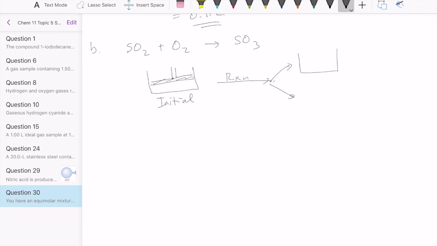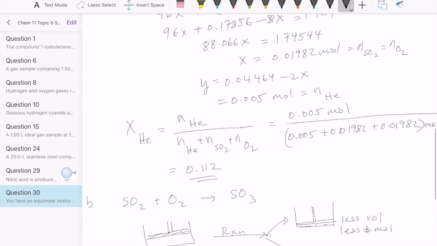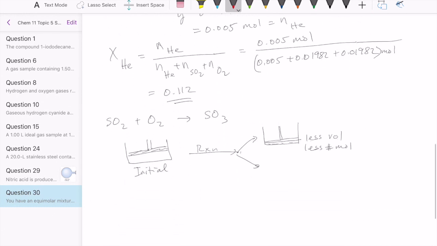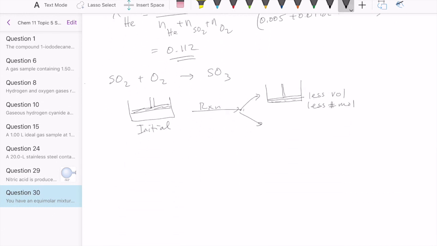You can either make less volume if you make less number of moles. Now, how do I know that? Because in the question, it says the condition is constant temperature and pressure. So if it's constant temperature and pressure, that means that your volume and your number of moles are proportional to each other, right? It's Avogadro's law. In that condition, if you have fewer particles at the end, at the final, compared to what you have at the initial point, then you're going to have smaller volume.